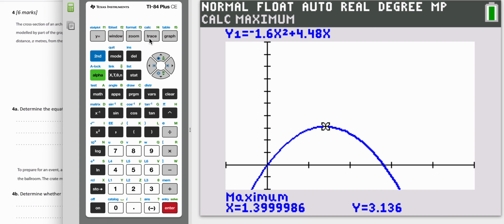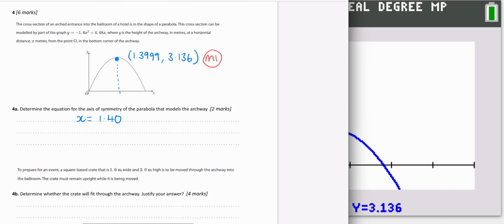It's 2 marks, so if you've got your maximum point but you haven't got any working shown, if you've got your maximum point but you haven't got your answer as an equation, then you would still pick up 1 mark. And if you've got your answer here, then that's 1 mark as well. Again, make sure it's to 3 significant figures.